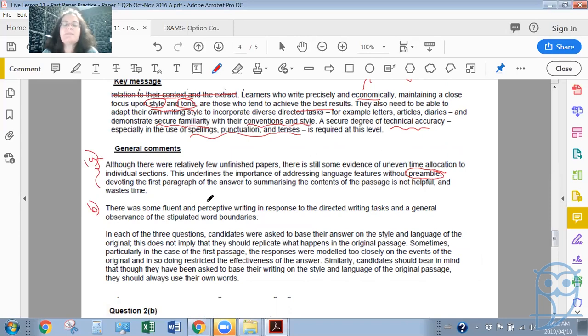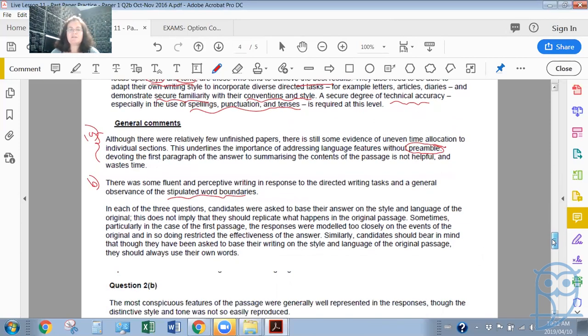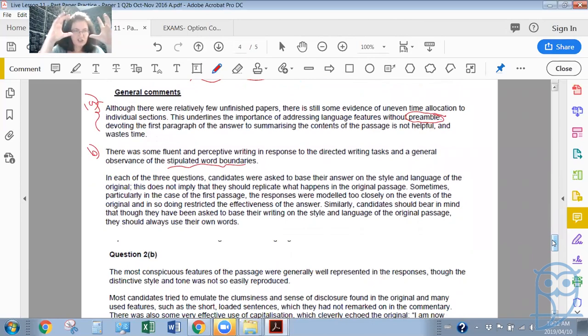There was some fluent and perceptive writing in response to the directed writing tasks and a general observance of the stipulated word boundaries. So that is obviously important, that students have obeyed the word boundaries. In each of the three questions, remember we're looking at question 2 of this paper, candidates were asked to base their answer on the style and language of the original.